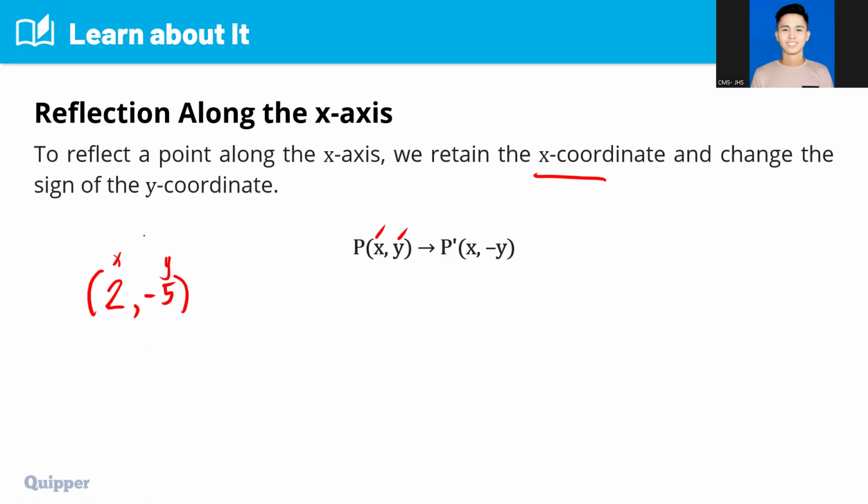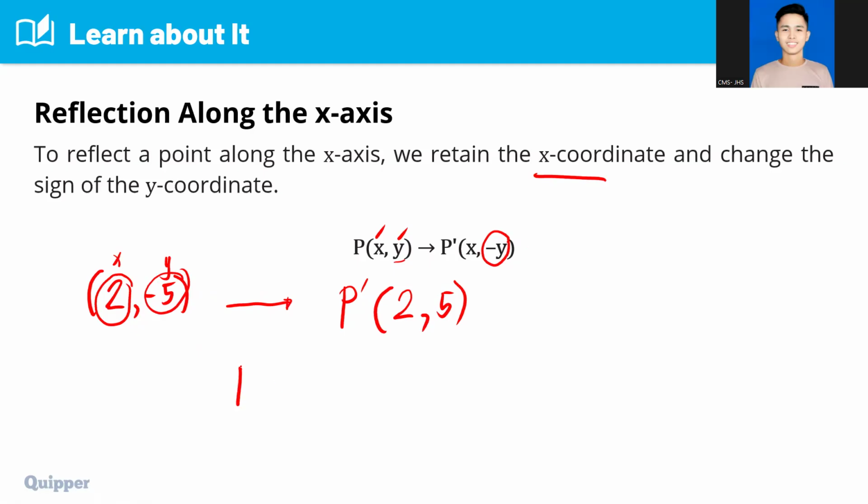Again, how do we reflect along the x-axis? We simply retain or copy. For example, this is the given coordinate. So P prime, the reflected ordered pair, will retain the x-coordinate, so you just copy the x-coordinate. And then for the y-coordinate, you just need to change its sign. It will become negative y, from positive y to negative y. So if the given is negative 5, as we reflect this along the x-axis, the y-coordinate will now become positive 5. I hope that's clear.